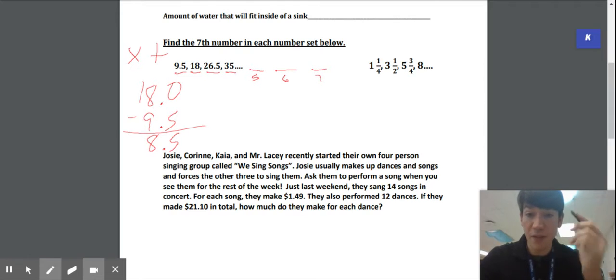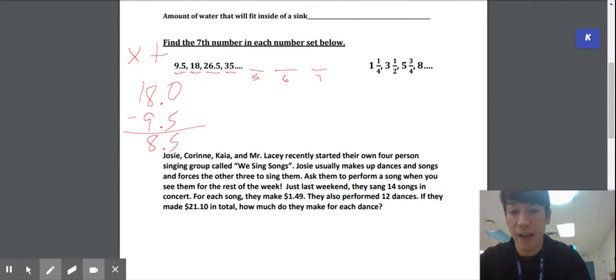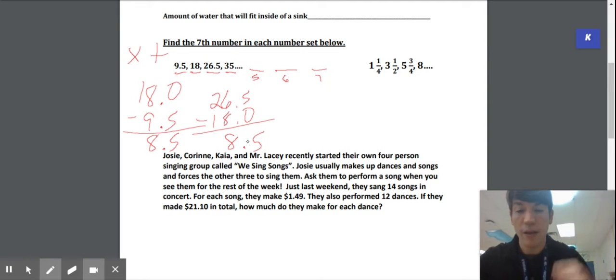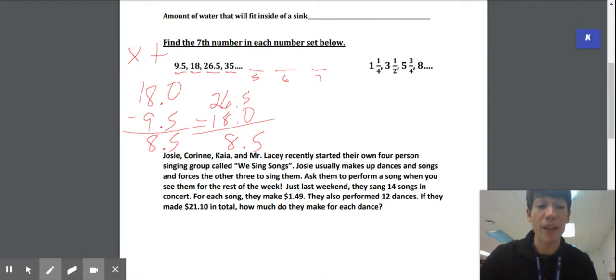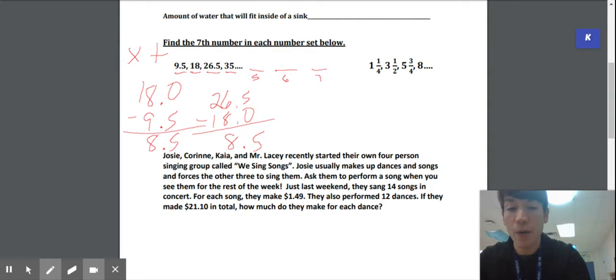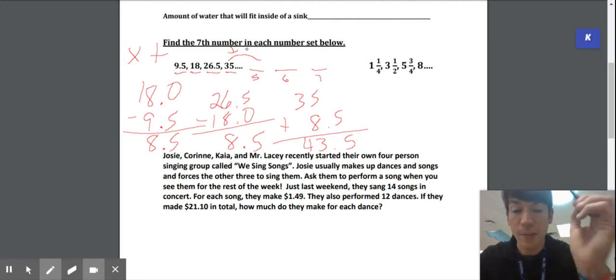Okay, so let's see if the same thing happens between 26.5 and 18. So 26.5 and 18, I again get 8.5. That tells me then that I must be adding 8 5/10 each time. So what I'm going to do is I'm going to add 8 5/10 to 35. So 35 plus 8 5/10 is going to give me 43 5/10. So that's my 5th number.